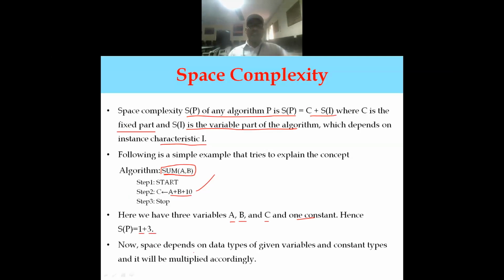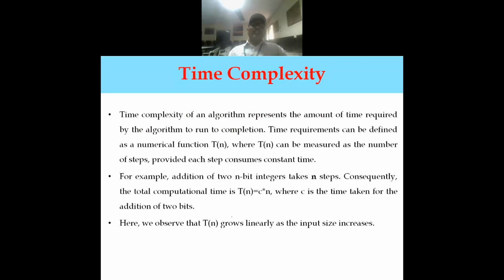Now the space depends upon the data type of the given variables and constant types, and it will be multiplied accordingly. Next, coming to time complexity: the time complexity of an algorithm represents the amount of time the algorithm takes to run to completion. The time required for a numerical function is represented as T(n) and can be measured as the number of steps, where each step consumes some constant time, and we try to formulate a formula in terms of the time requirement.